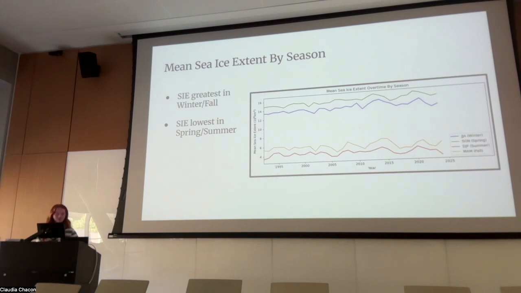This graph is similar to the previous, except it divides sea ice extent by season. As we expect, sea ice extent is greatest in the winter and fall, and lowest in the spring and summer. September is known for having the greatest amount of sea ice, and March is known for having the least.